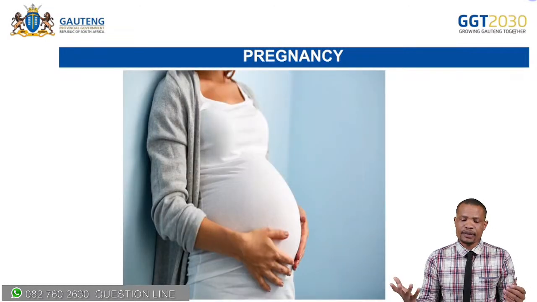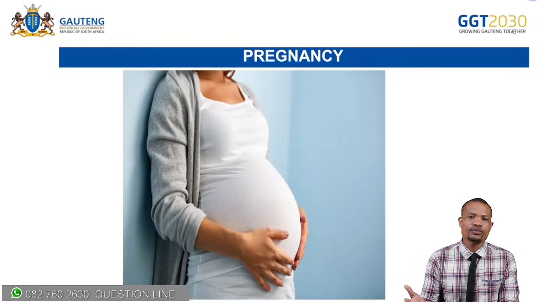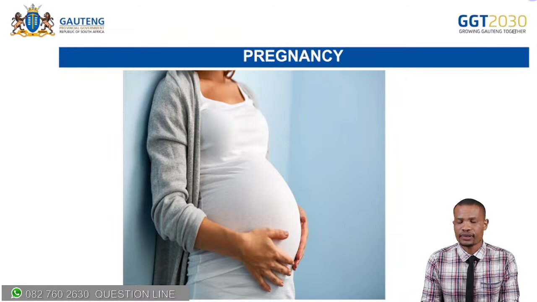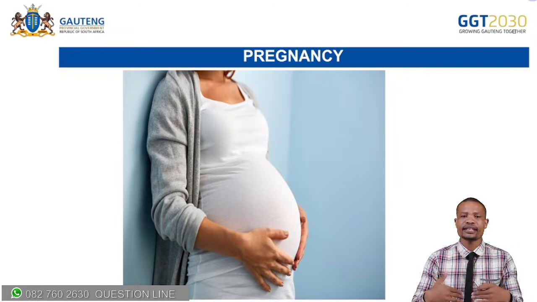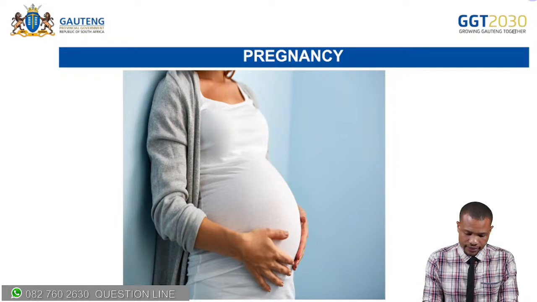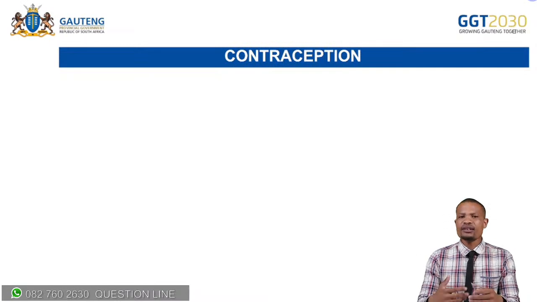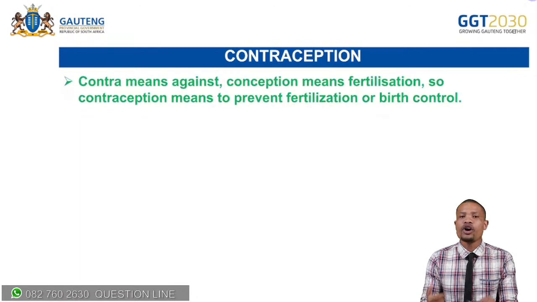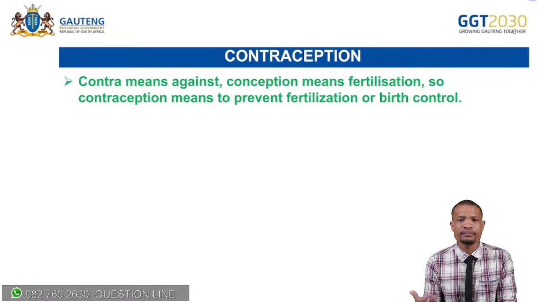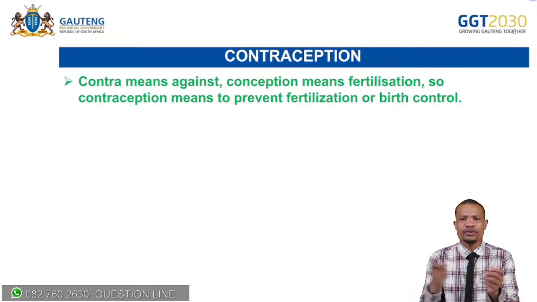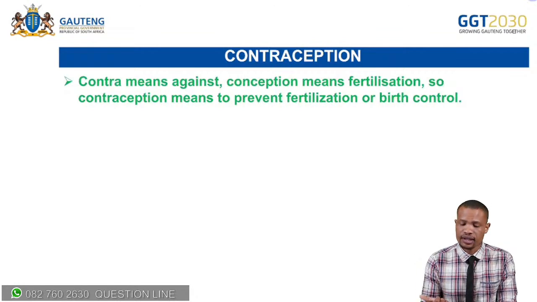Right. And this is basically how pregnant women sometimes will look like. Okay. The belly will be inflated to show that there is a baby growing inside. Right. Now let's talk about contraception or contraceptives. Contra means to be against something, and conception means fertilization. Now the two combined will mean prevention of pregnancy, or what is known as birth control.